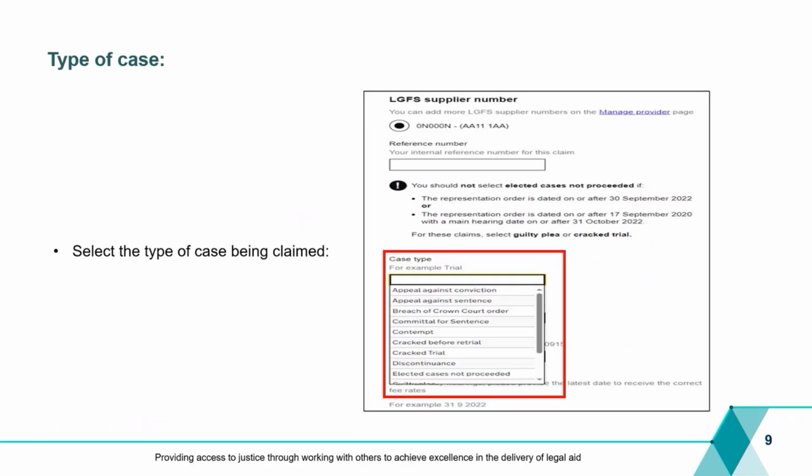Next, select the type of case that you wish to claim from the drop-down menu, such as guilty plea, cracked trial, or trial. It could also be one of the fixed fee options, such as committal for sentence or appeal against conviction or sentence in the Crown Court.